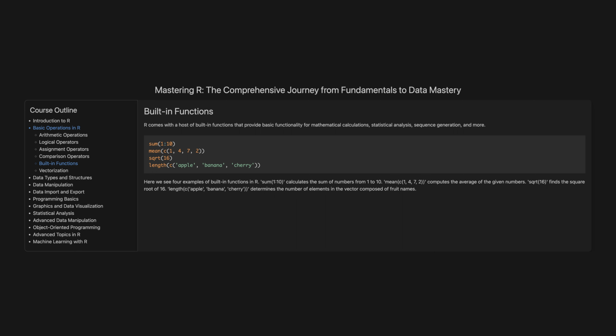Built-in functions. R comes with a host of built-in functions that provide basic functionality for mathematical calculations, statistical analysis, sequence generation, and more. Here we see 4 examples of built-in functions in R. sum(1:10) calculates the sum of numbers from 1 to 10. mean(c(1, 4, 7, 2)) computes the average of the given numbers. sqrt(16) finds the square root of 16. length(c("apple", "banana", "cherry")) determines the number of elements in the vector composed of fruit names.